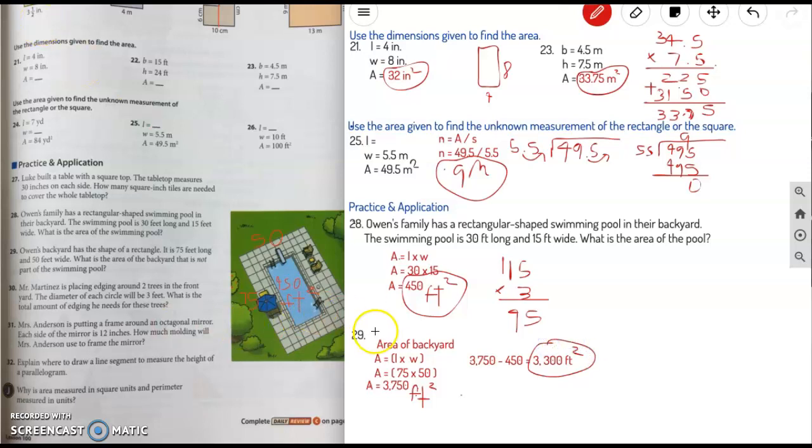Awesome. So since we did these two together, I'd like you to try the 27, 30, and 31 on your own. You can skip 32 and J.